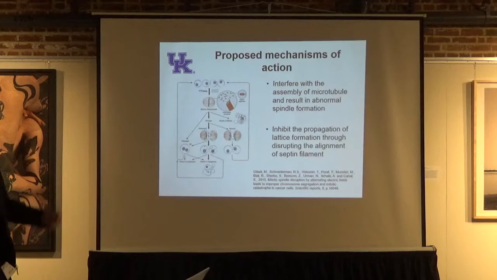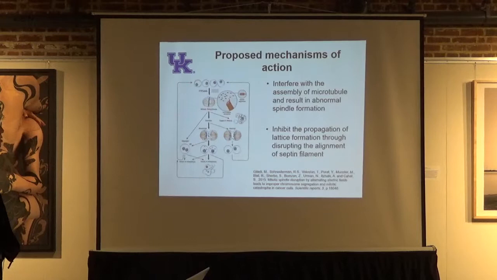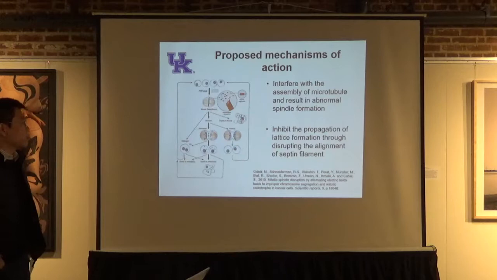The first one is that this electric field interferes with the assembly of tubulin dimers into the microtubule, which results in abnormal spindle formation, and that happens in the metaphase. And the second postulation is that it will inhibit the propagation of the lattice formation in the midline of the cleavage furrow through disrupting the alignment of the septin filament, which is in the anaphase.